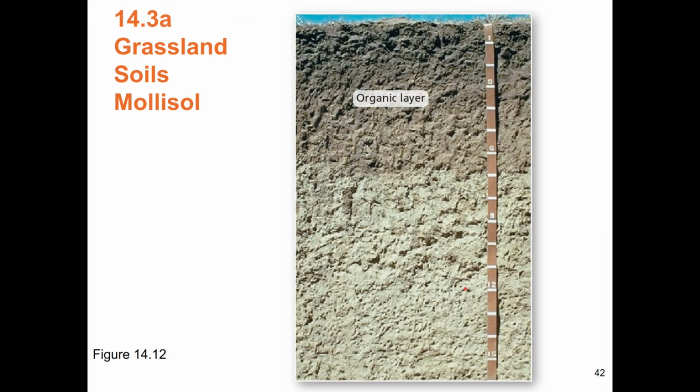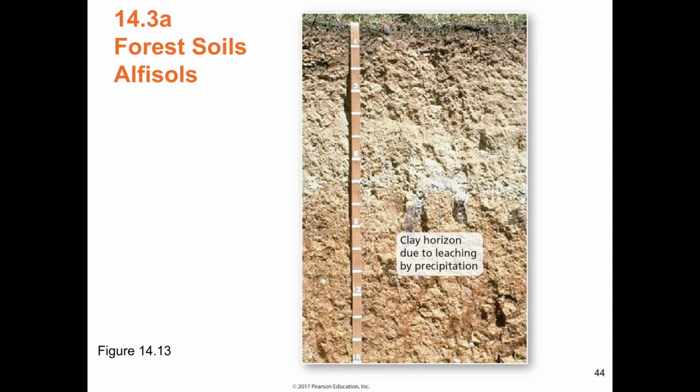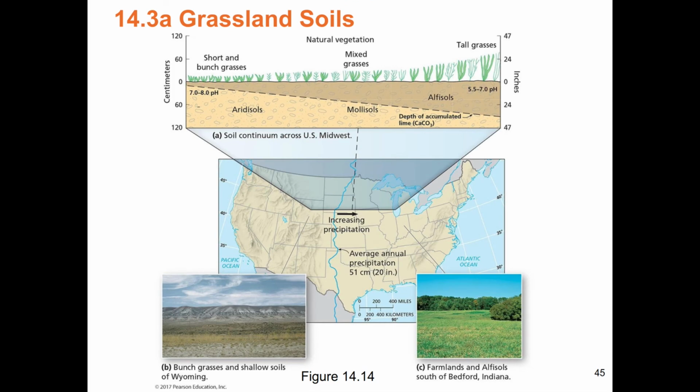Mollisols, those grassland soils, very thick, deep soils. Alfisols, forest soils. Here we've got mollisols, aridisols, mollisols, and then alfisols. Alfisols are old forest soils, mollisols are grassland soils, aridisols are desert soils. So here we've got aridisols, and here we've got alfisols, going across a gradient of precipitation. As the precip increases, it goes from aridisols to alfisols.